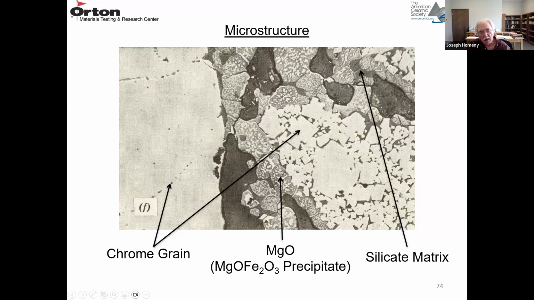You can see a lot more of the MgO grains are in contact with each other. They're in contact with the chrome grains. Chrome grains are in contact with each other. So there's more direct bonding here and isolated silicate phases.